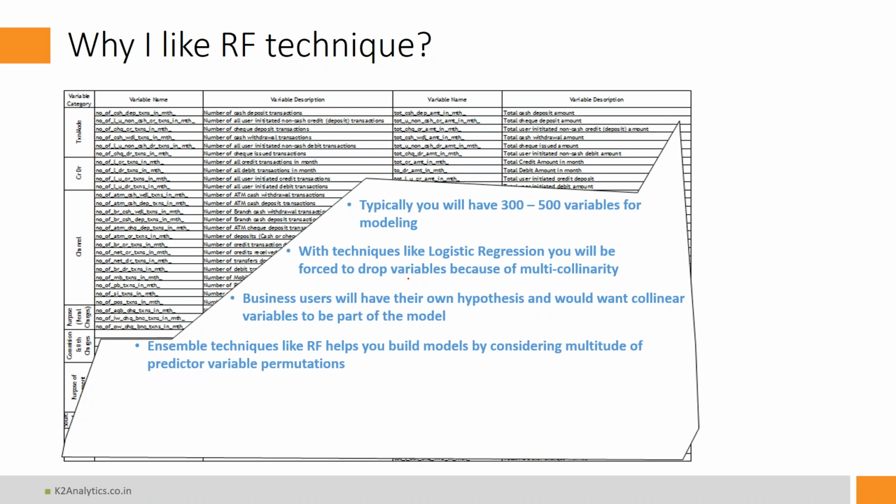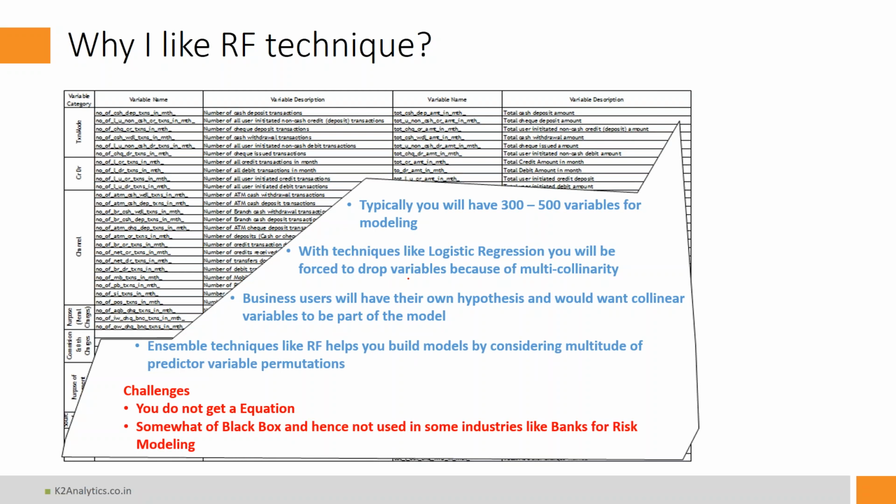Ensemble techniques like RF help you build a model by considering a multitude of predictor variable permutations. That is the key point. Challenge is you do not get an equation. Challenge is you do not get a visual output. It's a black box. Because it is a black box, it matters in certain industries like banking, where risk modeling is considered. Specifically in advanced countries like the US, if you reject a loan application, the customer has got the right to ask the bank or the financial institution why you rejected my loan application, and it is mandatory for that institution to respond back saying, because of this parameter, because of this factor, we rejected.